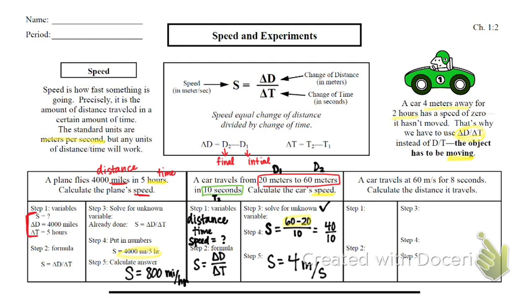All right, let's look at this last box. A car travels at 60 meters per second. What is that? This is giving you speed first, so a little different. For 8 seconds. That's time. This time they want us to find distance.